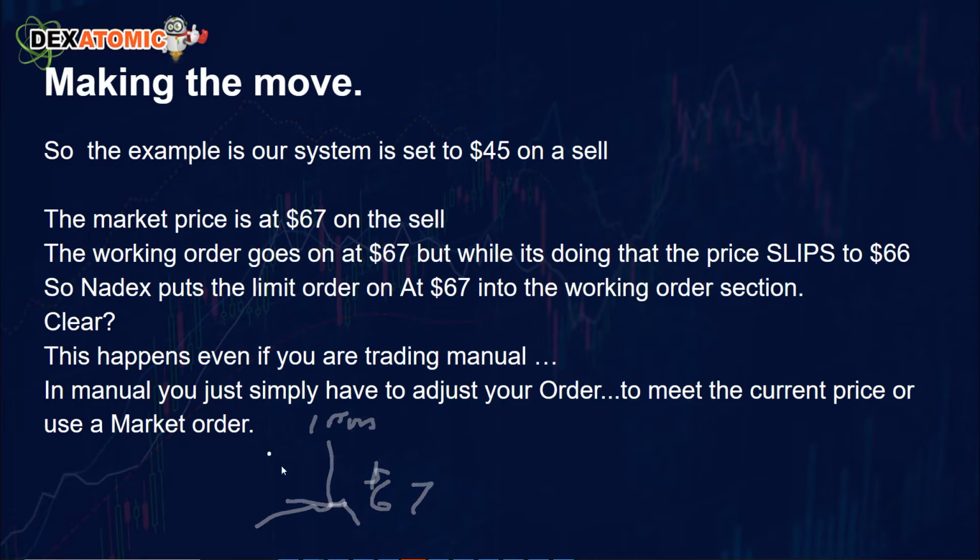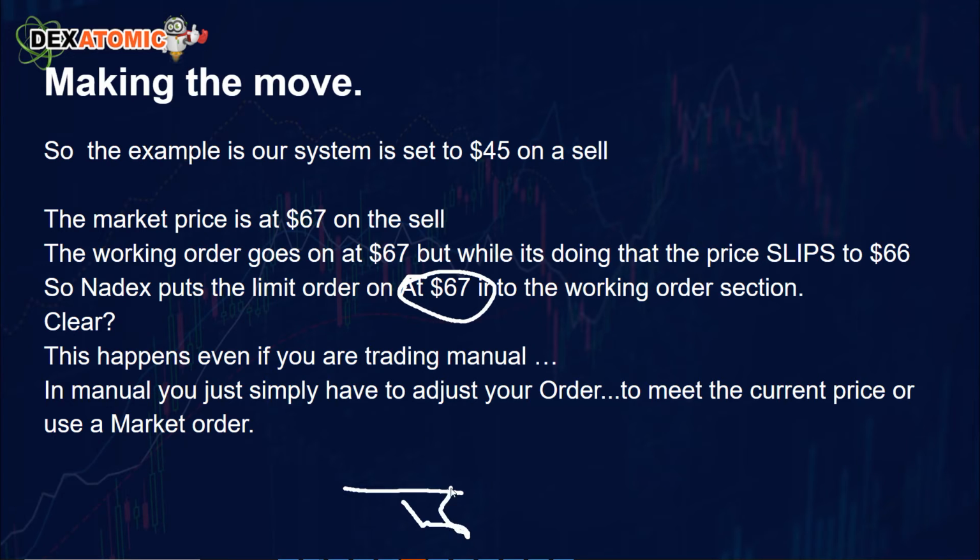Now, this also happens in trading manually as well. So the price comes up when you're manually trading. You go put a working order, say I want 45, and it's at 67, right? So your limit order says 67, and then it bounces down and hits 66. What happens then? Your limit order goes to a working order at 67. Now, the market sometimes just won't come back up to get that 67 bought, so it goes in as a working order and never gets filled.